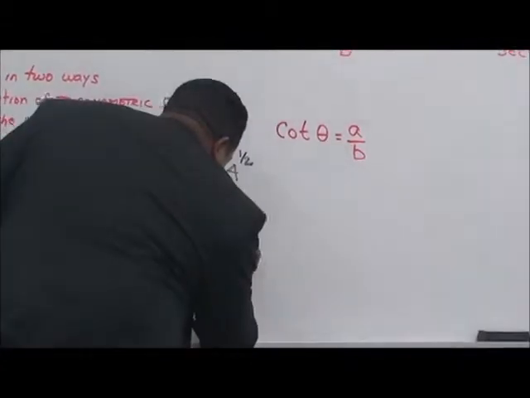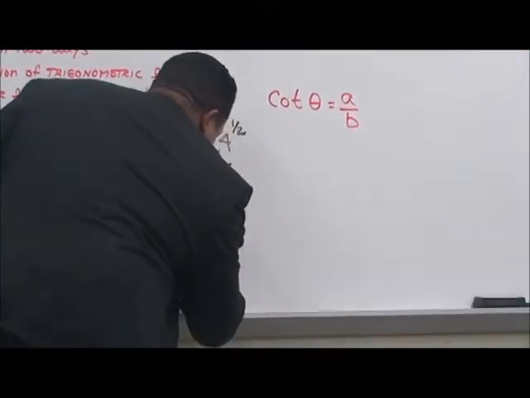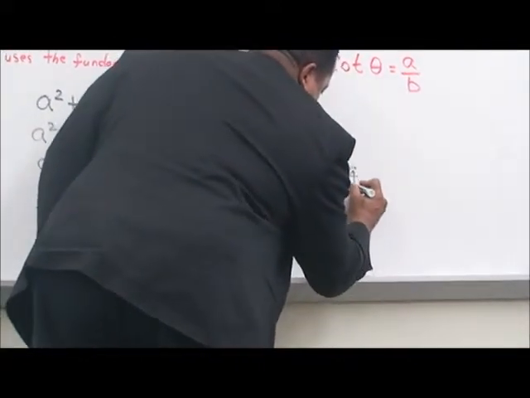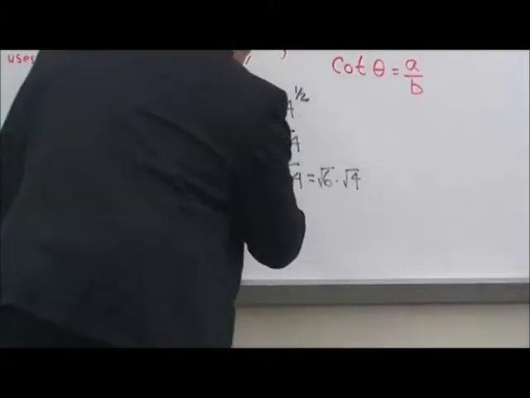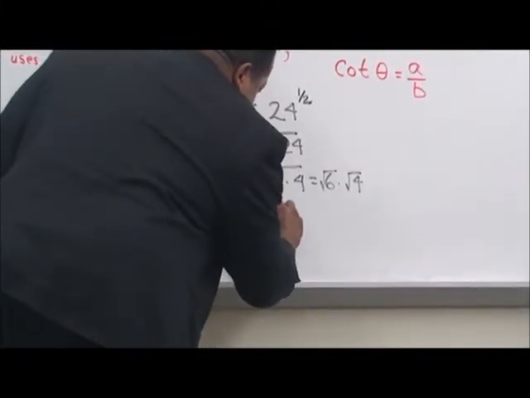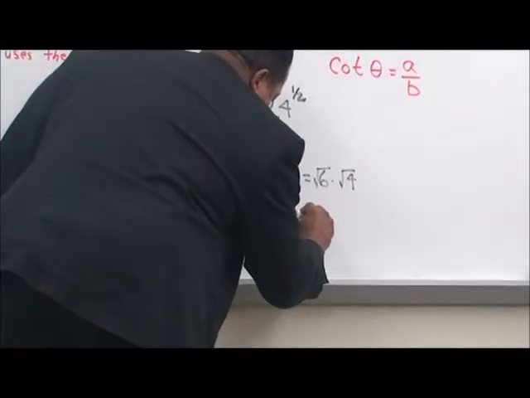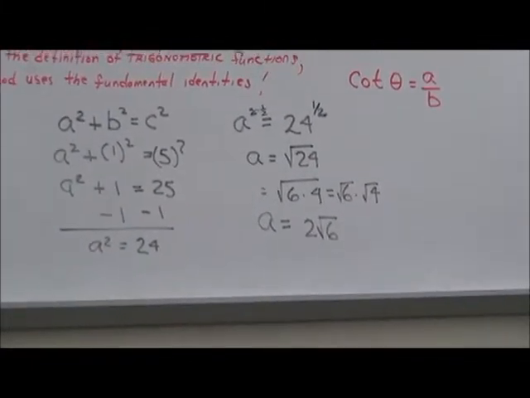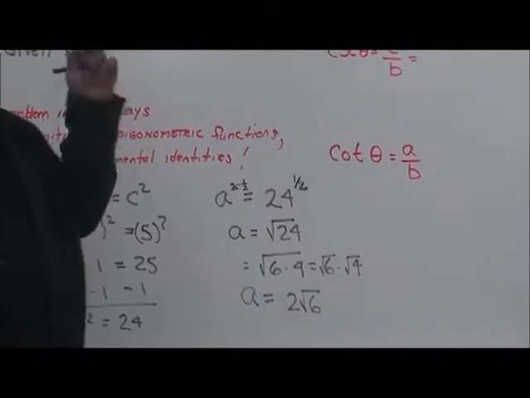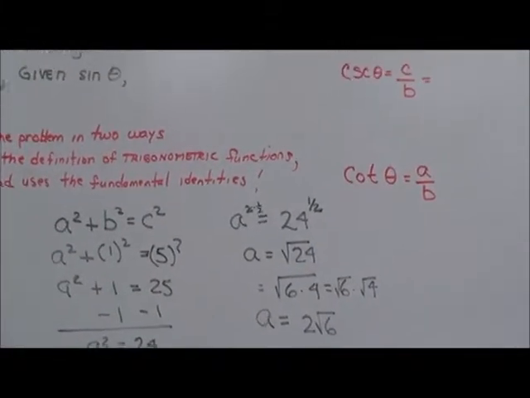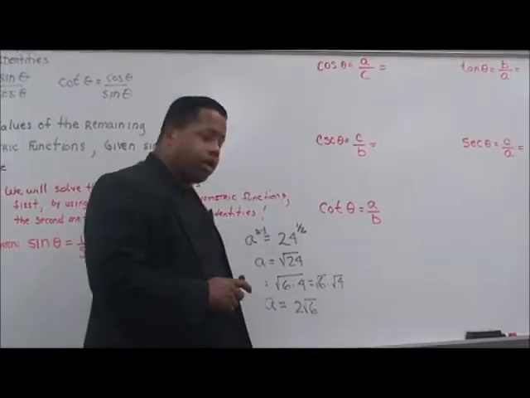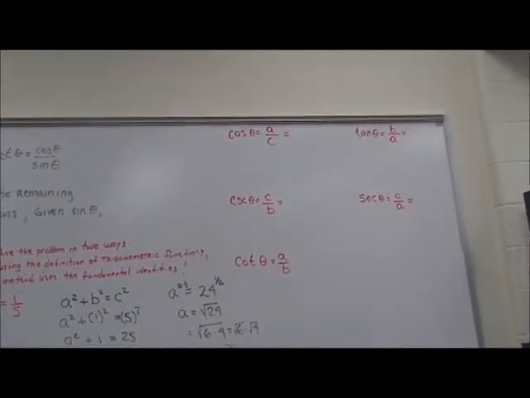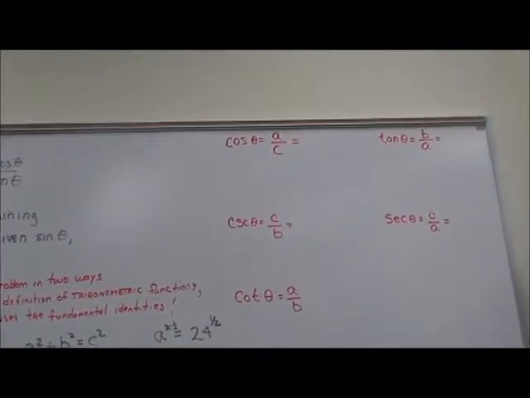If we break this up, 6 times 4, the square root of 6 times the square root of 4. The square root of 4 is 2. So your A value is going to be 2 times the square root of 6. Usually with square roots there's a plus or minus variation. However, when we're dealing with distance or measurement, it's never negative. So it's a positive 2 times the square root of 6. Now we can proceed to finding our trigonometric values.